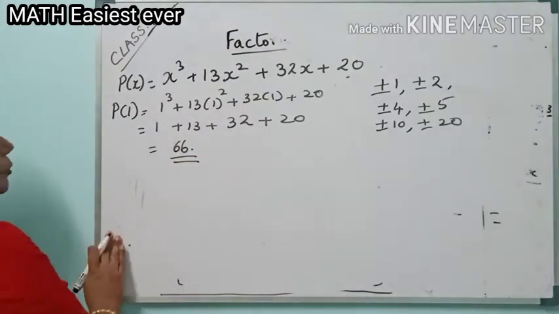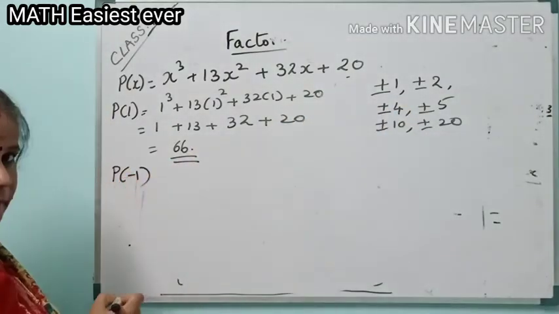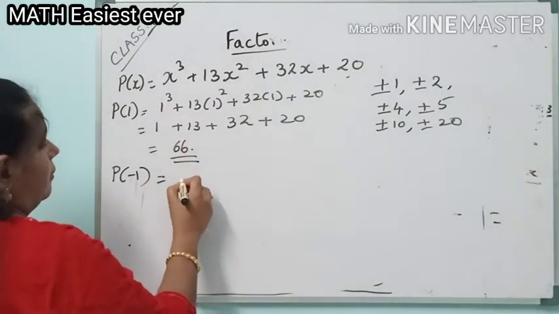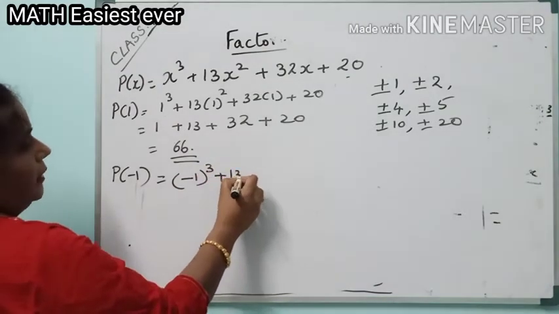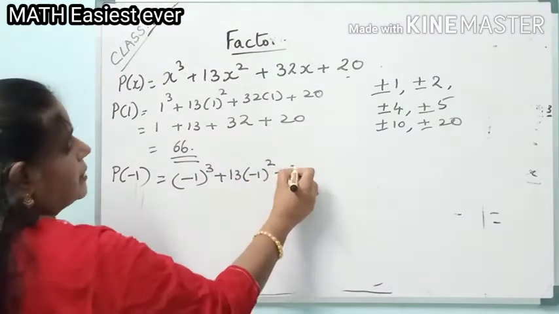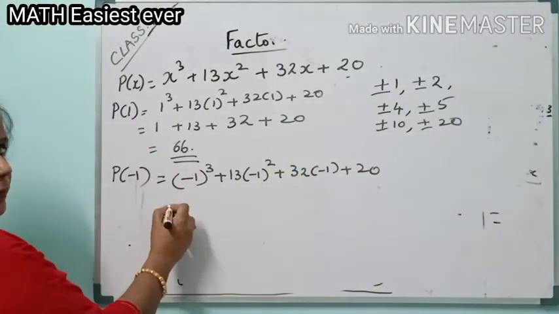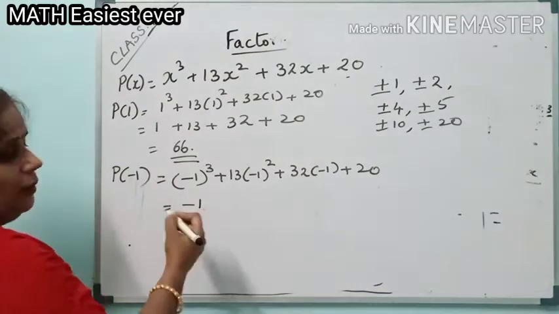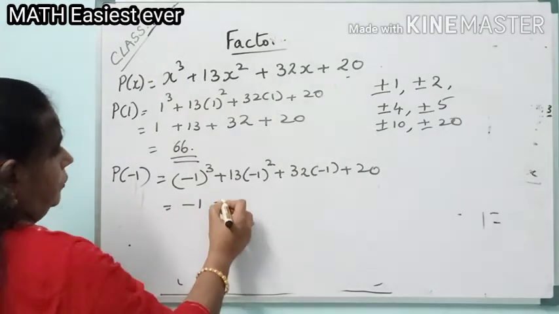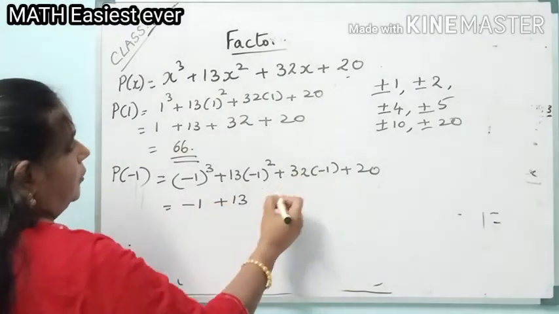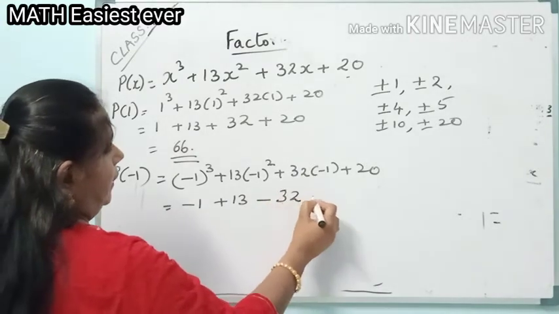So x minus 1 is not a factor. So what do you have to do? Try with the next number. So what is that? P of minus 1. In place of x you have to substitute minus 1. Minus 1 cube plus 13 into minus 1 square plus 32 into minus 1 plus 20. Minus 1 cube means minus 1 into minus 1 into minus 1, it's minus 1. Minus 1 square is plus 1. Plus 1 into 13 is plus 13. 32 into minus 1 is minus 32, and plus 20.